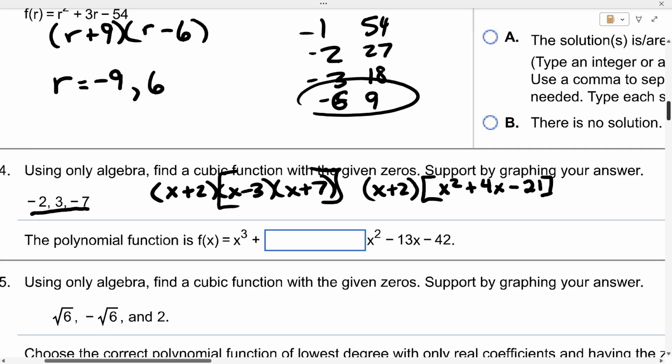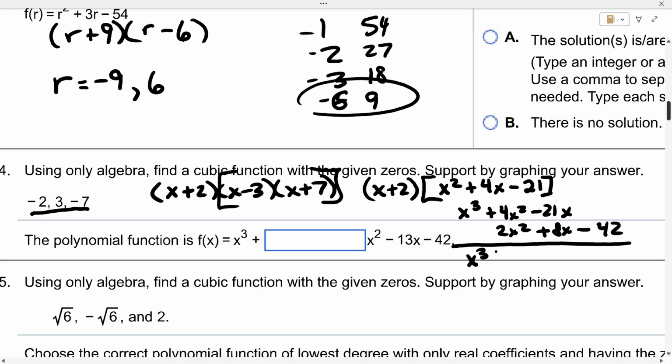So now here we have to double distribute. Distribute the x to get x cubed plus 4x squared minus 21x. And then we get 2x squared plus 8x minus 42. So it's x cubed plus 6x squared minus 13x minus 42. Well, the only number we needed was the 6.